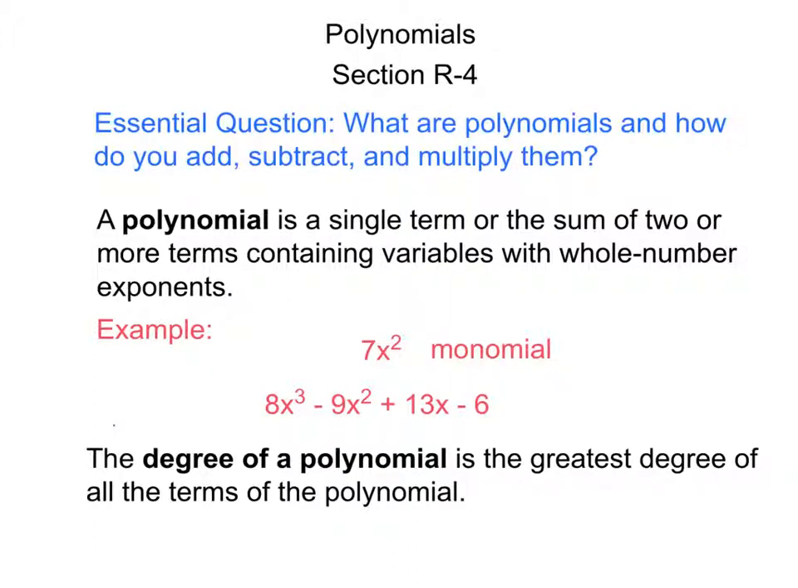Another term we need to understand is the degree of the polynomial. And this is the greatest degree of all the terms of the polynomial. So for our example of 4x squared plus 3x, the degree of this polynomial is 2.